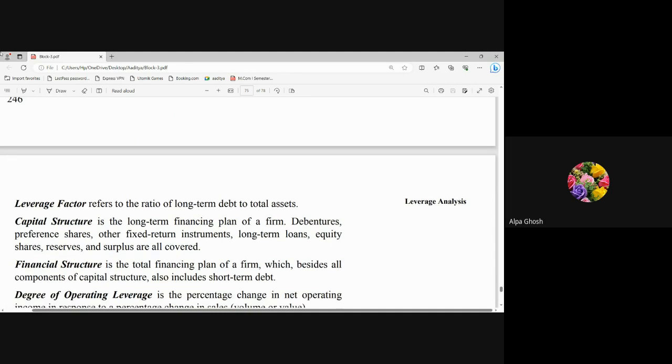Capital structure is the combination of debt and equity. And financial structure: in capital structure we do not include short-term liabilities, but in financial structure we include the short-term funds also. In capital structure we only take long-term liabilities, long-term finances, and in financial structure the short-term finances are also included along with the long term.